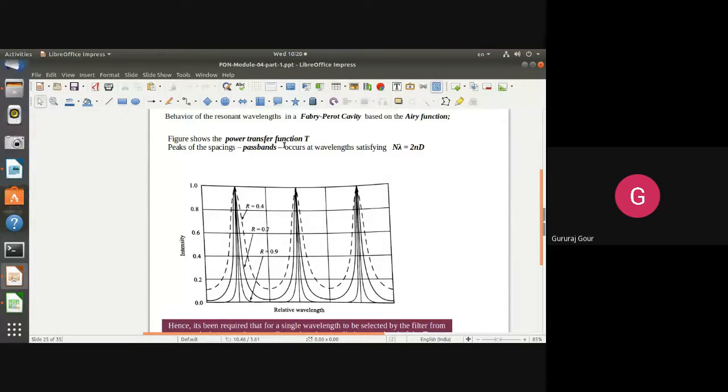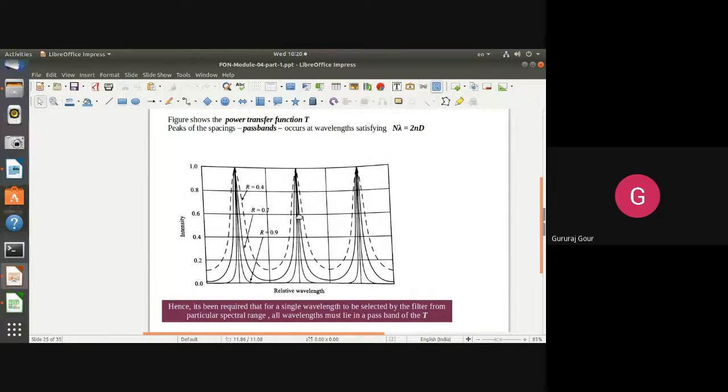The figure shows the power transfer function capital T, with peaks and spacings, the pass bands. The pass band occurs at wavelengths satisfying N lambda equal to 2nd, or you can say capital N equal to 2nd by lambda, an integer multiple of 2nd.